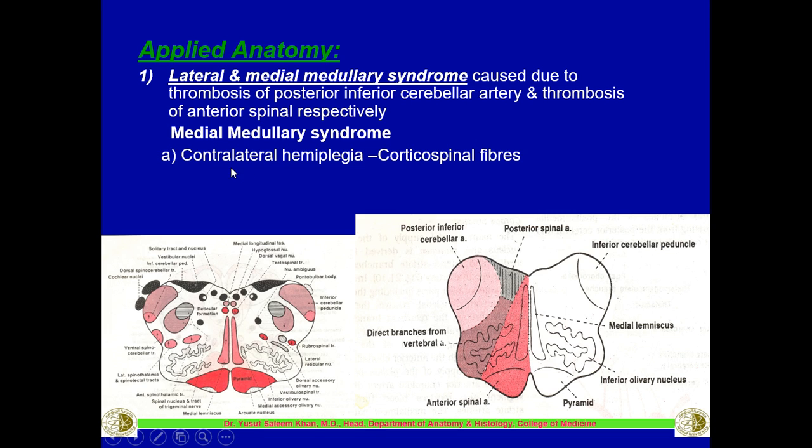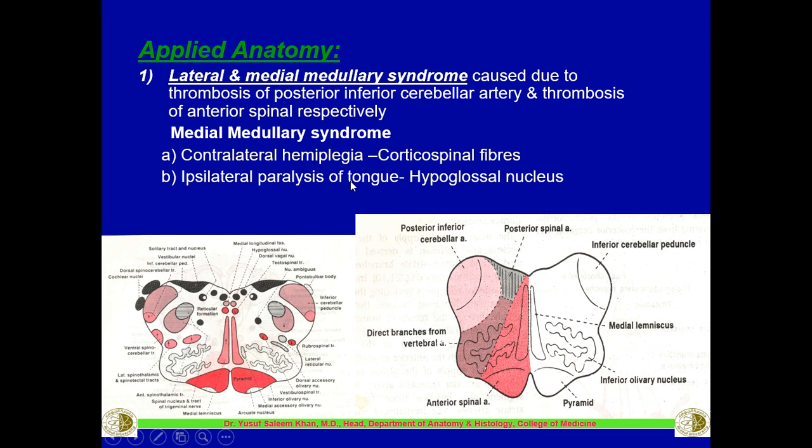One is the contralateral hemiplegia, very important because there are the pyramidal fibers. So these are the motor fibers, and they cross to the opposite side. So it will be the cortical fibers which are damaged here. If there is a thrombosis of the anterior spinal artery, it is the corticospinal fibers in the pyramid which are damaged, and because they cross to the opposite side after that, this leads to contralateral hemiplegia, half-sided body paralysis on the opposite side. Okay, so this is called the contralateral hemiplegia.